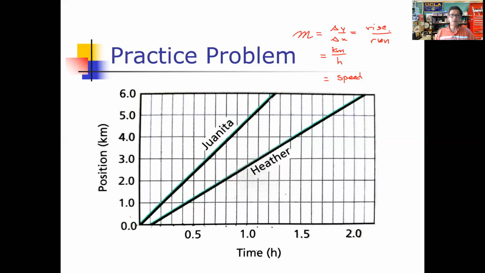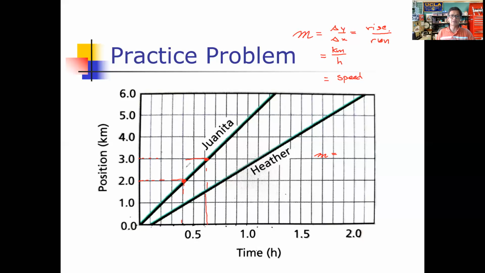So how would we calculate the slope, how would we calculate the speed? Just like you've done before. Pick 2 points on the line. Remember, you have to have 2 points on the line in order to calculate the speed. So let's go ahead and calculate Juanita's speed here. Her slope, or the speed, is going to be... let's take a look at the coordinates here. This is about a fourth of an hour, sorry. And this is about a sixth of an hour.